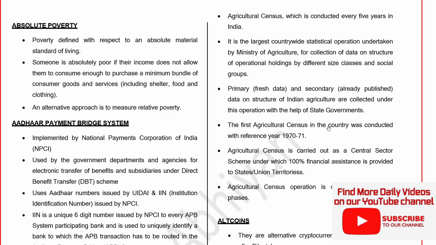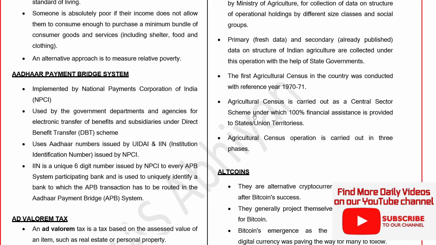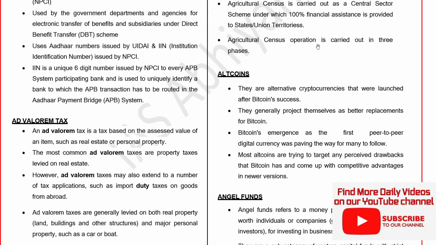The first agricultural census in the country was conducted with reference year 1970-71. Agricultural census is carried out as a central sector scheme under which 100% financial assistance is provided to states or union territories by the central government. Agricultural census operation is carried out in 3 phases.